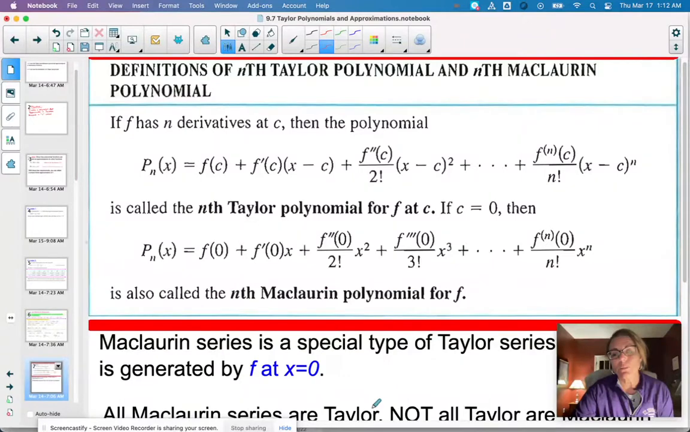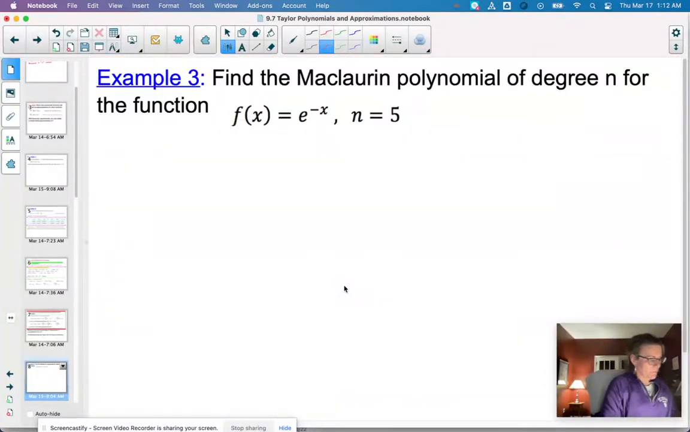So obviously at this point, since it's a video, you would stop the video and write down this formula, because this is the formula that we are going to be using to create these polynomials. Let's do an example.